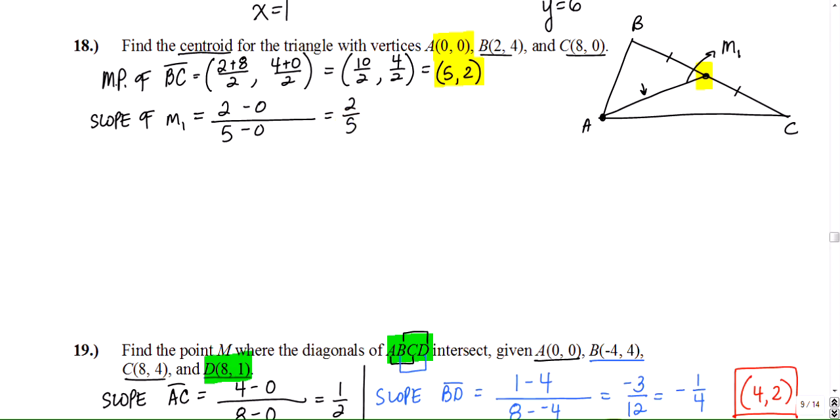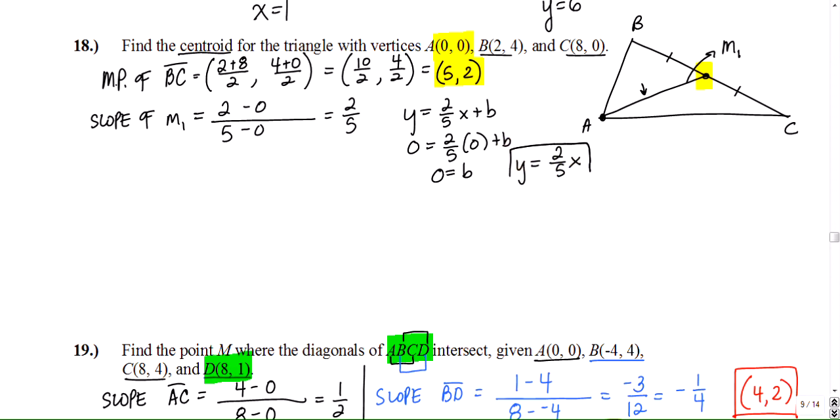I have the slope now, and I need to pick a point that this line goes through to solve for b. Of my choices, 0, 0 and 5, 2, I'm going to pick 0, 0. And here is my first line: y equals 2/5 x.